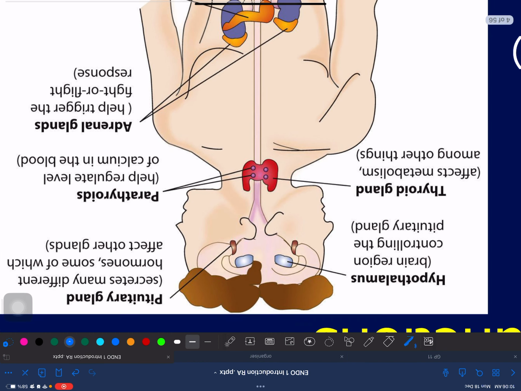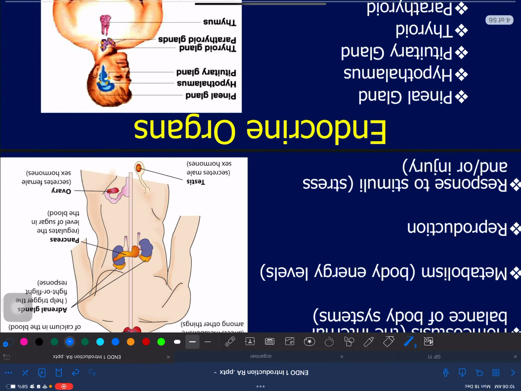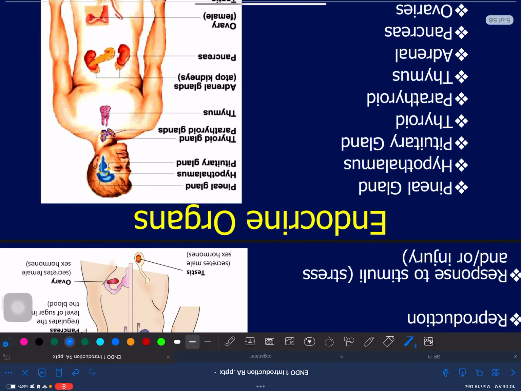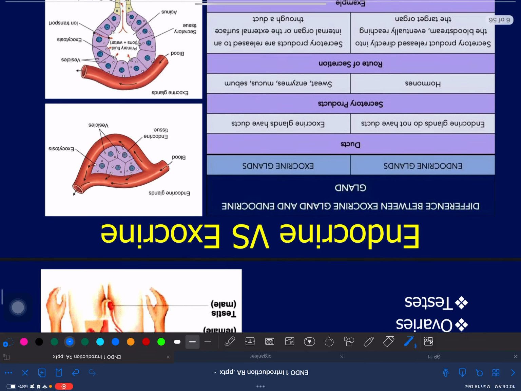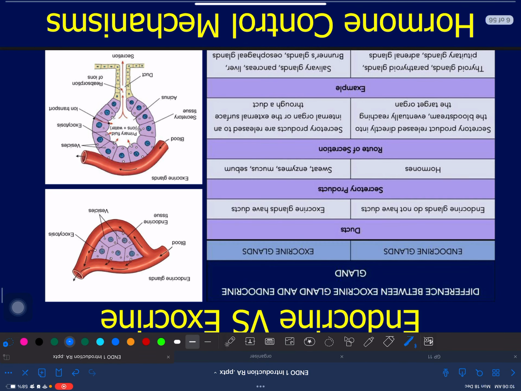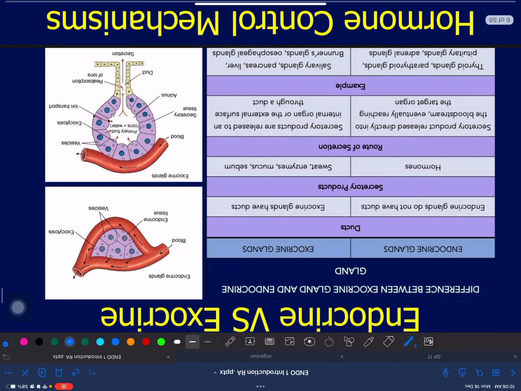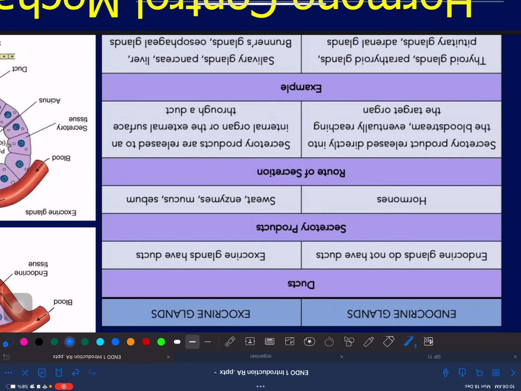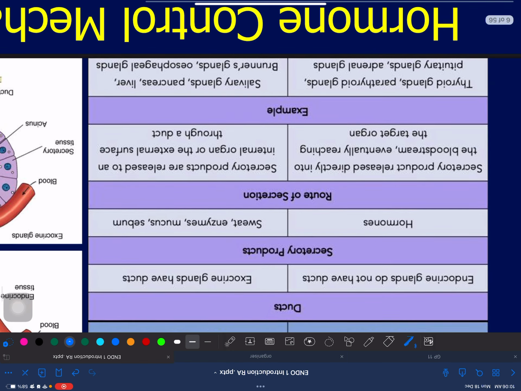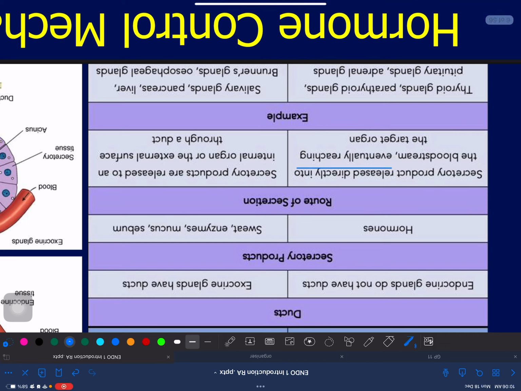So this is the difference in a bit of the anatomical part, which is ducts. The endocrine system has no ducts, as compared to exocrine. The hormones are released directly into the bloodstream. Because there are no ducts, they release directly into the bloodstream. These are all the examples.